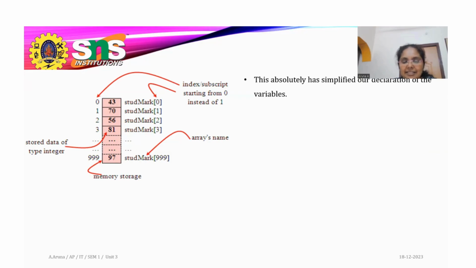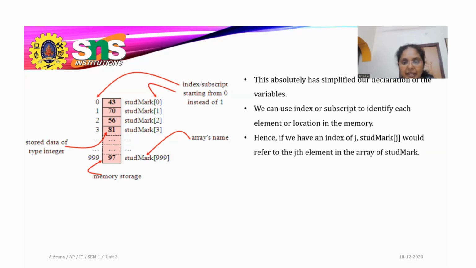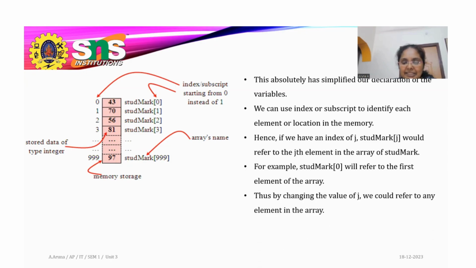So it is a very simplified way, and we can also use a subscript or an index to identify the particular element where my data is stored in memory. Also, if we have an index j, student mark of j would refer to the jth element in the array student mark. For example, student of 0 will refer to the first element of the array. By changing the value of j, we can refer to the remaining elements in the array.